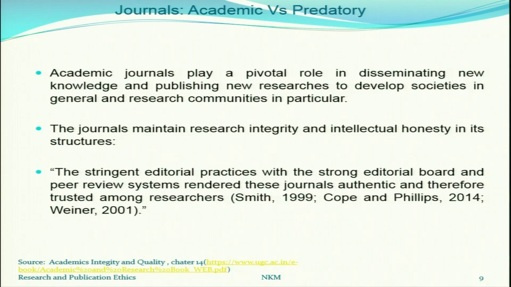So such journals, academic, scholarly, reputed journals, maintain research integrity and intellectual honesty in their structure. Their policies and guidelines are all very transparent if you go to their pages. Then they have stringent editorial practices, with a strong editorial board and peer review system, which renders these journals authentic and therefore trusted among researchers.